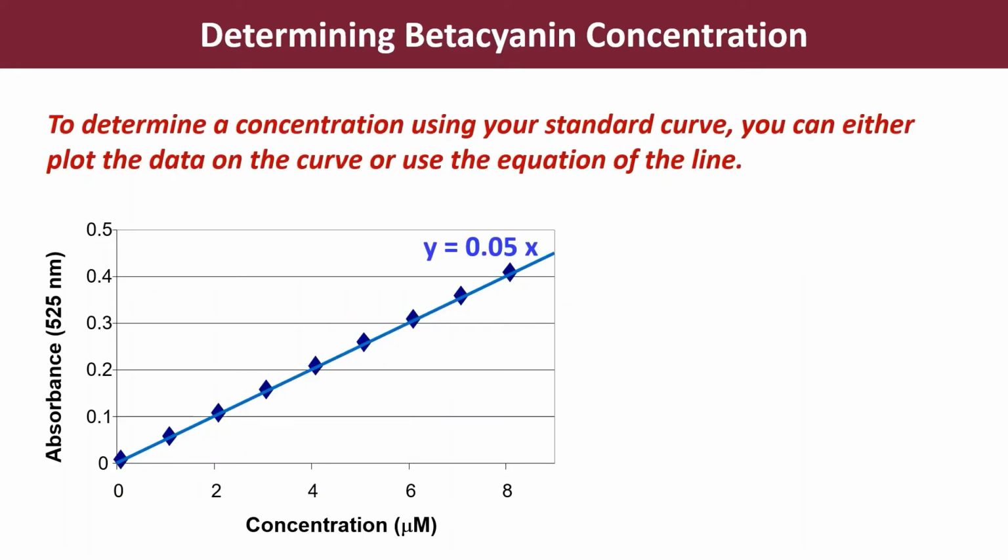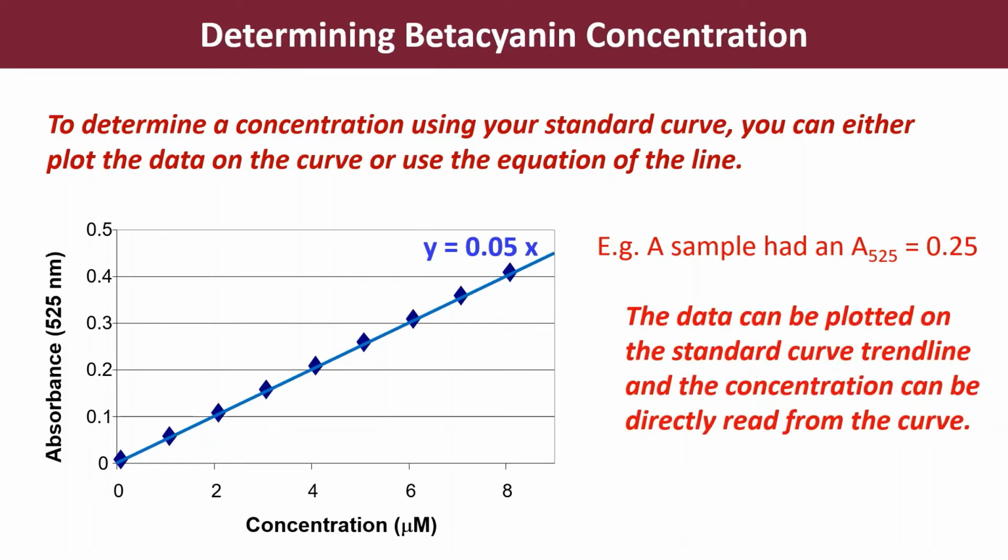In order to determine our concentration using the standard curve, we can either plot the data on the curve or we can use the equation of the line. I will show you how to do both methods right now. So here's an example. We have a sample and the absorbance is 0.25. What you can do is basically plot that on the graph. So 0.25 is right about here. And you can see I've plotted it over to my trend line. And then basically, in order to find out the concentration, I can draw a vertical line down to the concentration. So in this example here, the concentration is about 5 micromoles per liter.